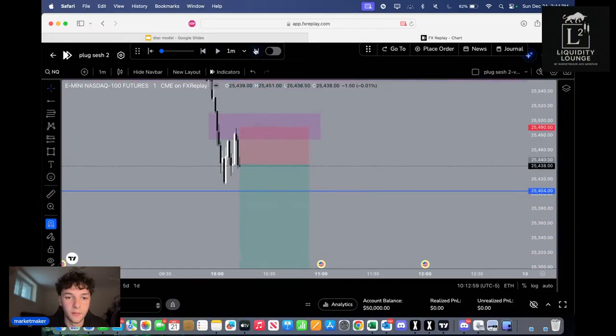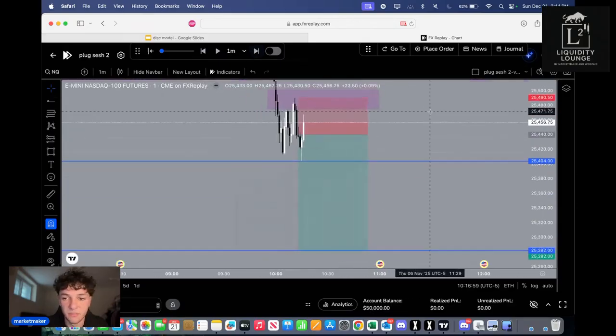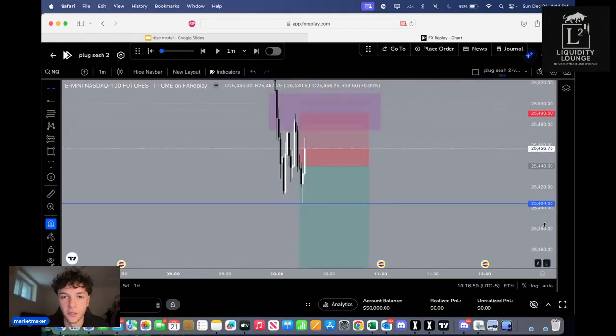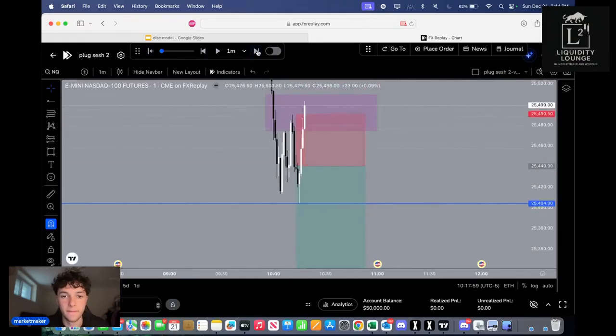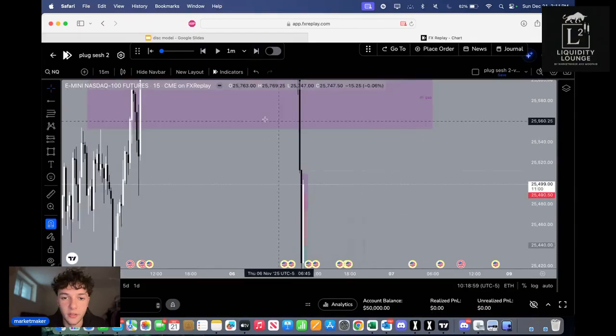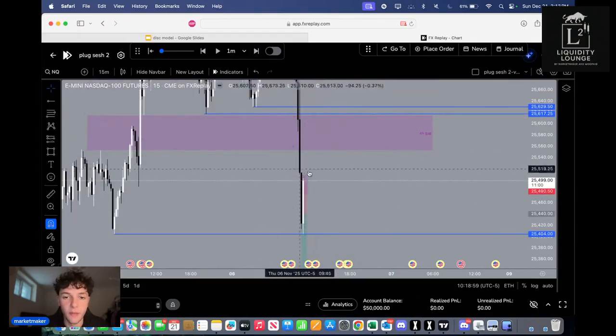Let's see. Did we take out that low? No, we didn't take out that low, so we're still good. And you would get stomped out. Why would you get stomped out? Because we created this 15-minute gap up here. A 15-minute gap is a way stronger magnet for price to draw to than a 5-minute gap.